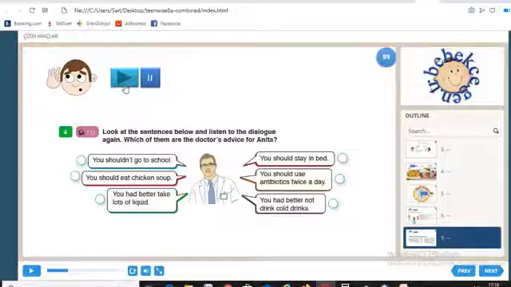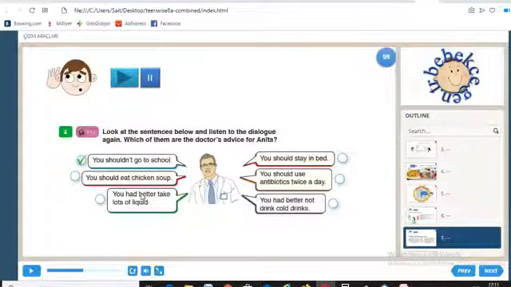Okay, so which of these sentences are doctor's advice? Advice means suggestion. Do you remember how can we make advice? What structure do we use when we are making advice or giving advice? Making suggestions. We use should, of course you're right, and shouldn't as for the negative one. Okay, you shouldn't go to school. The doctor, did the doctor give this advice?